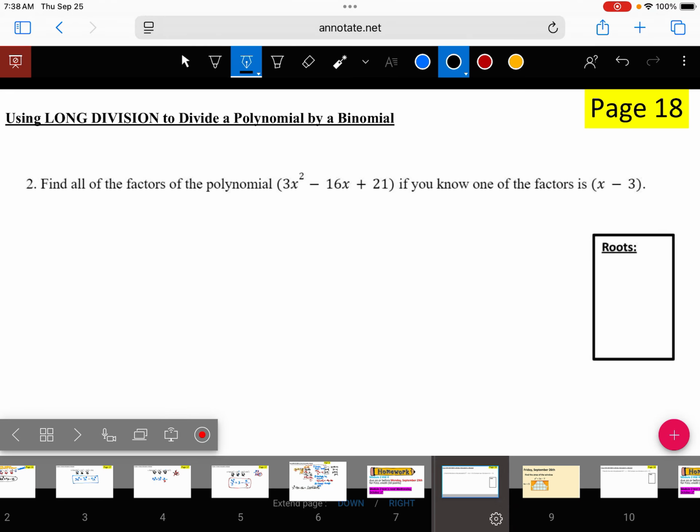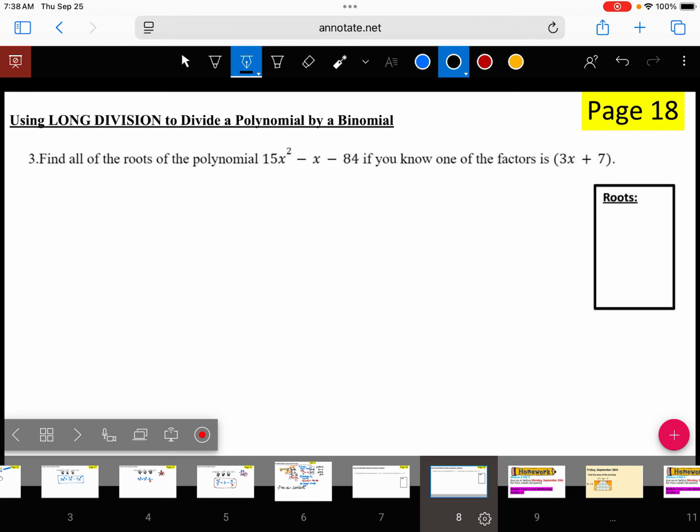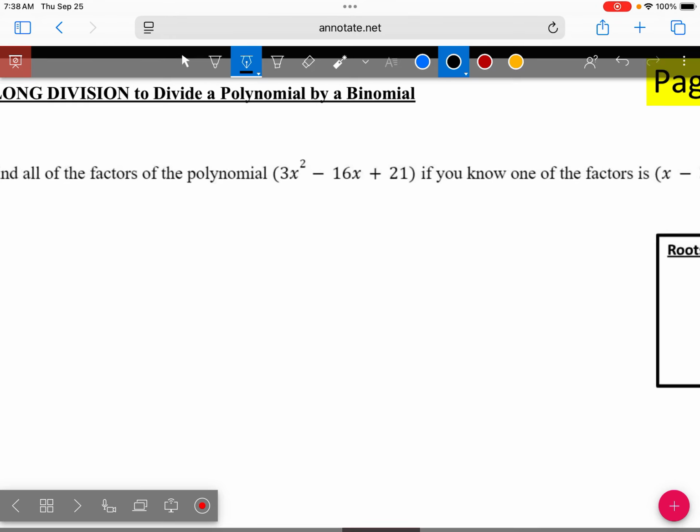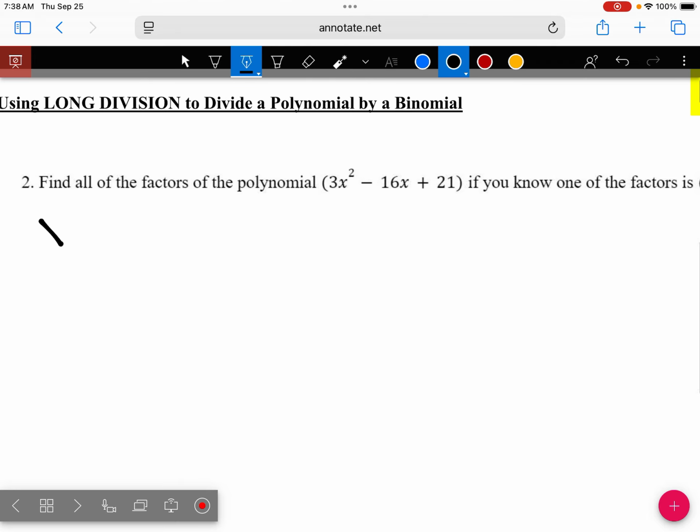All right, one more. Maybe. You might finish the page. We'll see. You might as well finish it. All right. Let's go ahead and look at number 2. So you're going to set it up. Put the x minus 3 on the outside, and put 3x squared minus 16x plus 21 underneath. Yes, I have my passbook on my desk, and there should be an ink pen. Then just fill out the pass and I'll sign it.